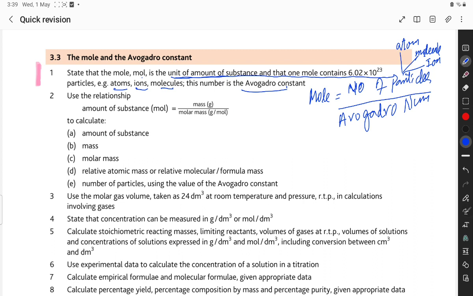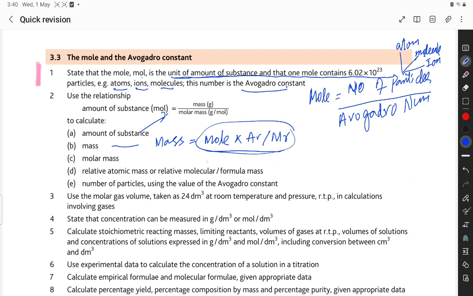Use the relationship: mole is equal to mass over Mr, the molar mass in gram per mole. So this formula calculates the amount of substance. You can find mass like this: mass is equal to mole into Ar or Mr. Ar is the relative atomic mass, Mr is the molecular mass. So this is known as molar mass. When you calculate like this, it is known as molar mass.